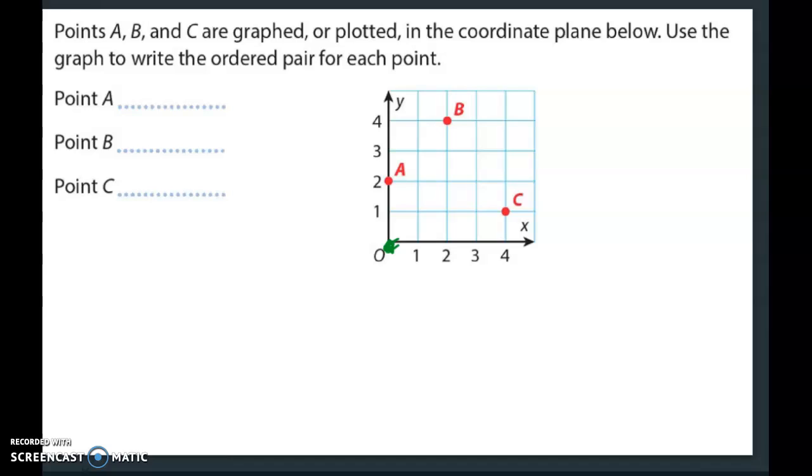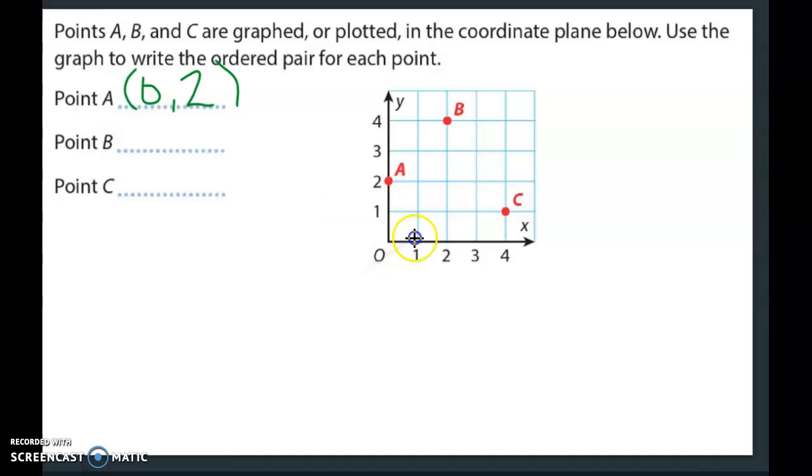So my first number, if I did not have to move over any, is going to be 0 for my x-axis. Now, do I have to go up or down? Yeah, I have to go up. How many times? Once, twice. So my y-axis is going to read 2. So the ordered pair for point A is 0, 2.